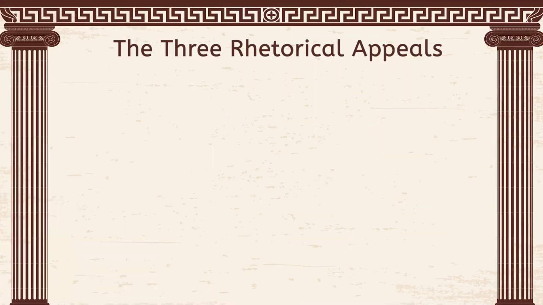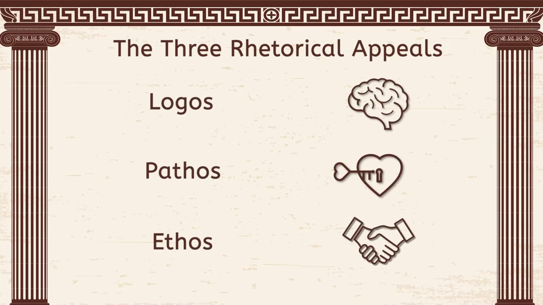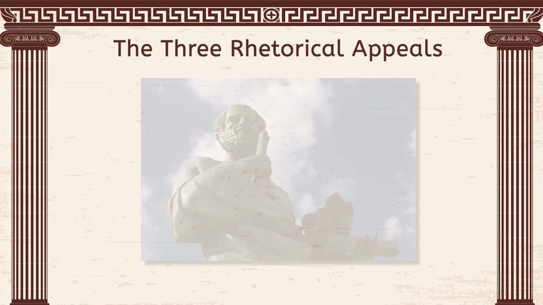There are 3 rhetorical appeals, often referred to by the Greek words logos, pathos, and ethos. Why Greek? Well, these strategies go way back and are attributed to the ancient Greek philosopher Aristotle, who lived over 2,000 years ago. That's enough about the history of rhetorical appeals. What we really need to understand is what these terms mean.